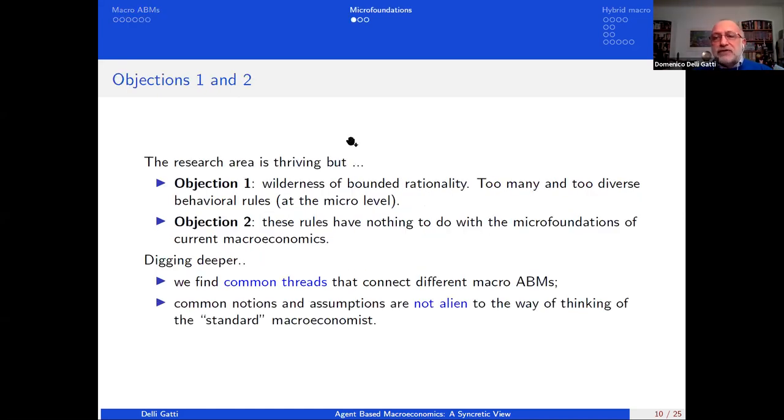There are objections coming from the mainstream of the profession, from canonical or standard macroeconomists. They say, first of all, that there is the wilderness of bounded rationality which is plaguing agent-based models. There are too many and too diverse behavioral rules at the micro level. There is one way of being rational and many ways of being irrational, or boundedly rational. So there is no discipline in theorizing. The second objection is that the rules are alien to the core of the profession, and seem sometimes bizarre or very out of sync with respect to standard macro.